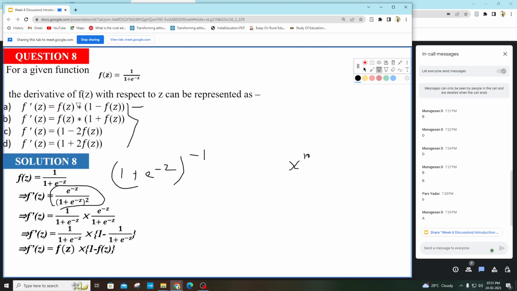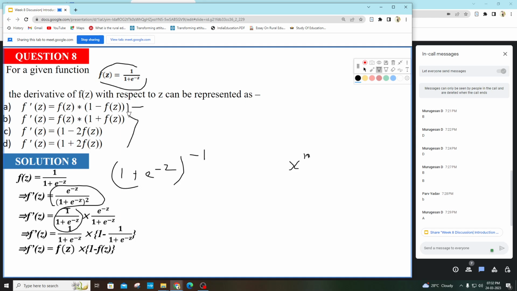Now you have been asked for your answer in a particular form, so you have to check the options one by one. If you take this, that is (1 plus e to the power minus z) into e to the power minus z, divided by (1 plus e to the power minus z), this thing is your fj function. Now this other thing you can write as 1 minus 1 by (1 plus e to the power minus z). When you solve this, you will be getting this thing. So this is 1 minus fz.